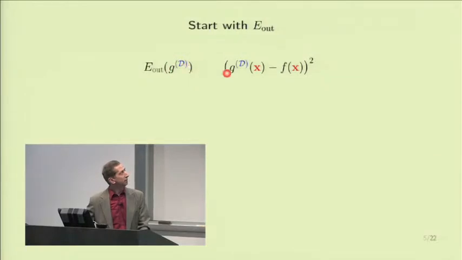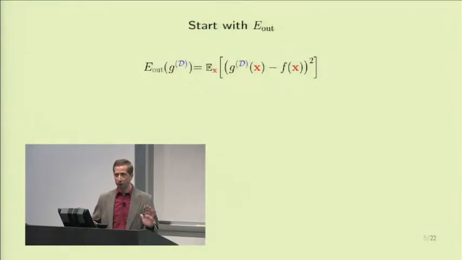And you take the same g, apply it to x, compare it to f, and this is your error. And finally, in order for it to be genuinely out-of-sample error, you need to get the expected value of that error over the entire space. So this is what we have. Now, what we would like to do is see a decomposition of this quantity into the two conceptual components, approximation and generalization, that we saw. So here's what we are going to do.